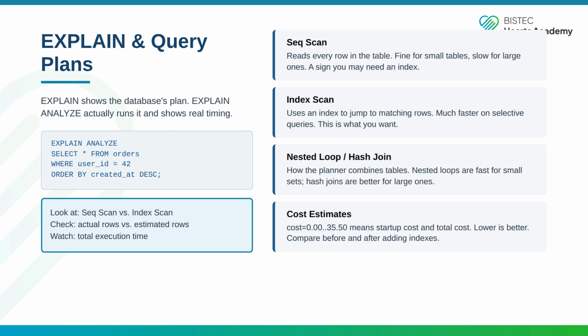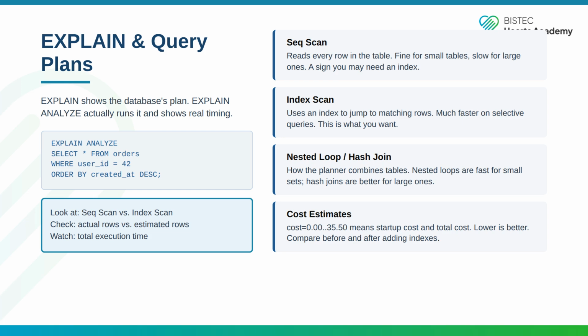The most important thing to look for is whether you're getting a seq scan or an index scan. A seq scan reads every row in the table. It's fine for small tables, but if you see it on a table with a million rows, that's a problem. An index scan means the database used an index to jump directly to the matching rows. This is what you want for selective queries, queries that return a small fraction of the table.